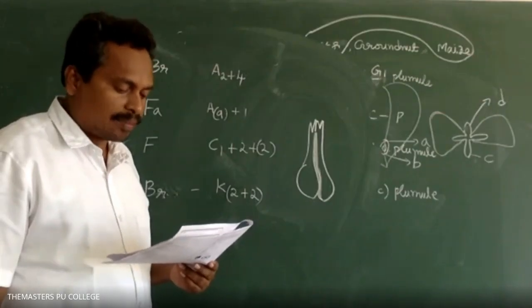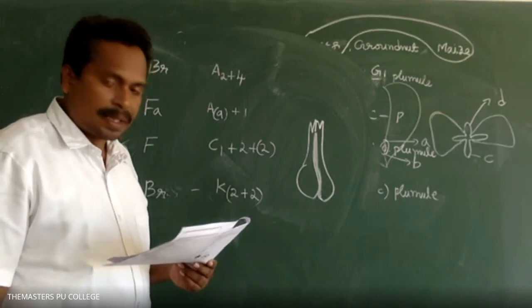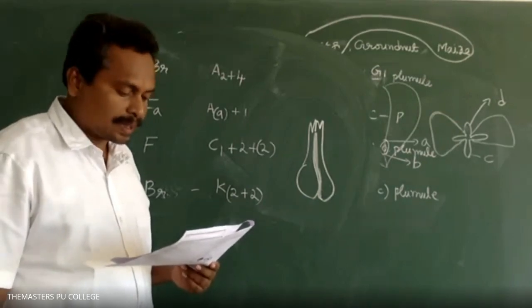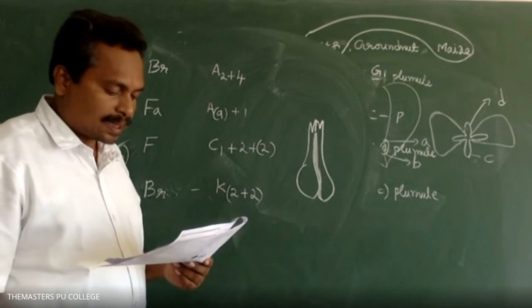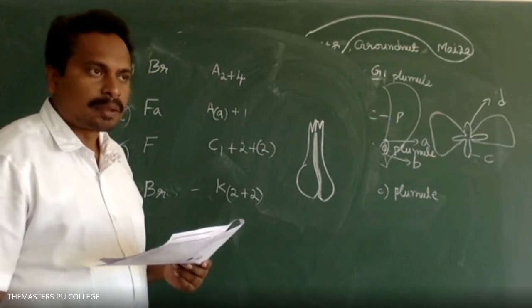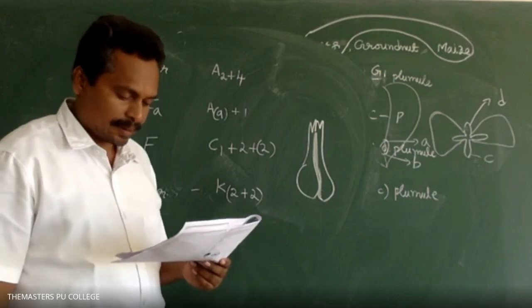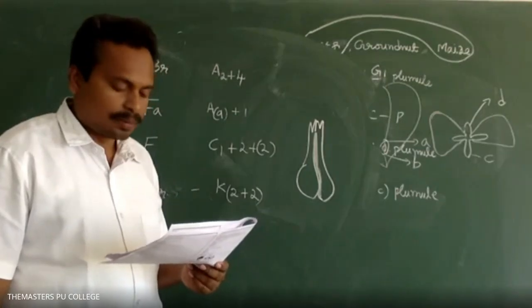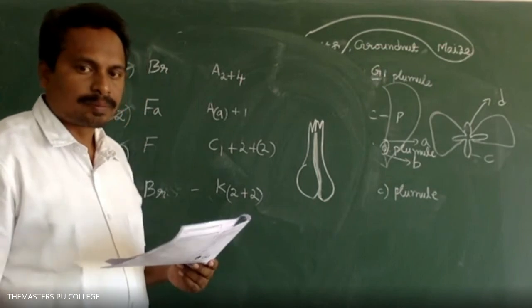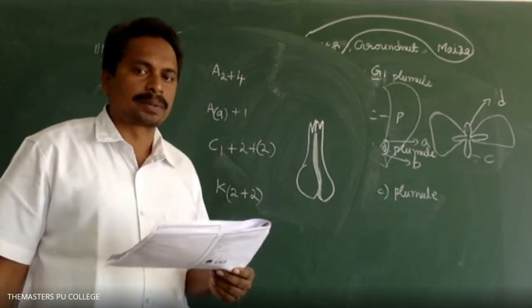Next, diadelphous Fabaceae. Very good, second option. Pulses are obtained from Fabaceae, first option. Next, oil yielding plants are soybean and groundnut. Option 4, mango. Option 3 is the correct answer.